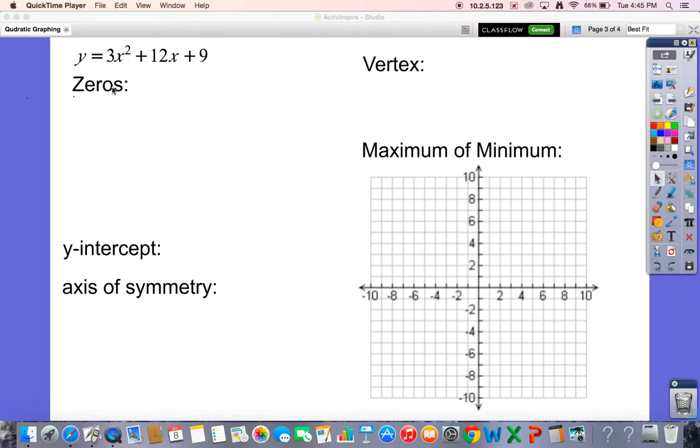The quadratic formula asks us to identify a, b, and c values. Recall that the a value is the number in front of the x squared. For this problem, a is 3. The b value is the number in front of the x. So for this problem, the b is 12. And the c value is the number that's by itself without any letters. So our c value here is 9.